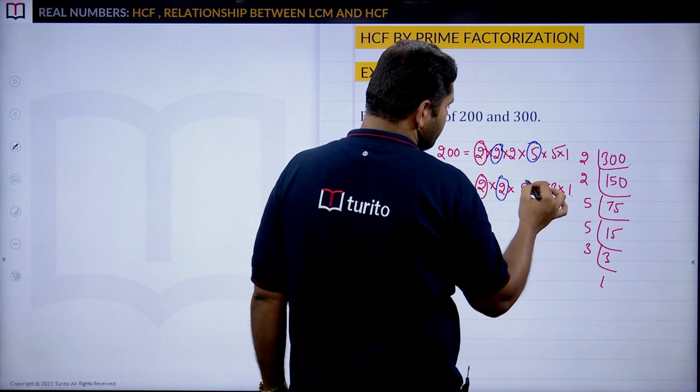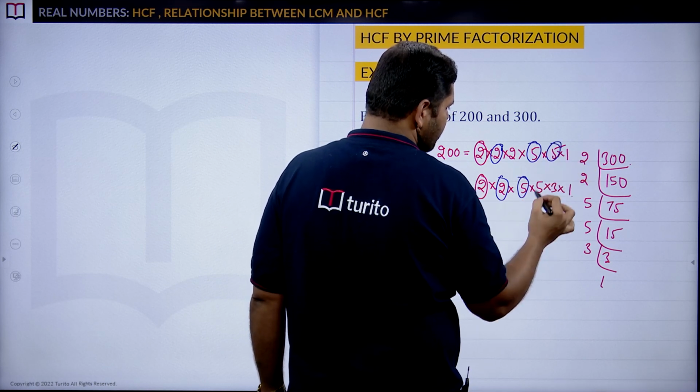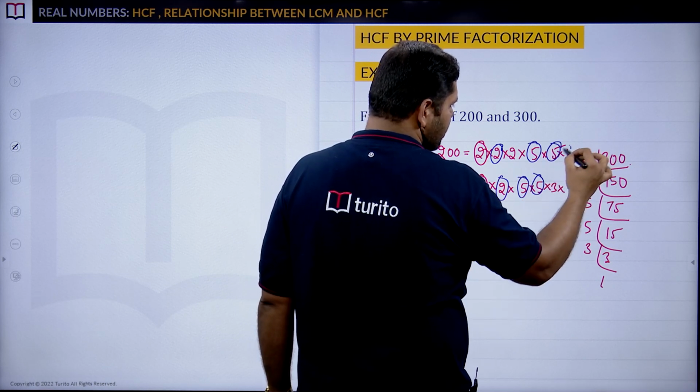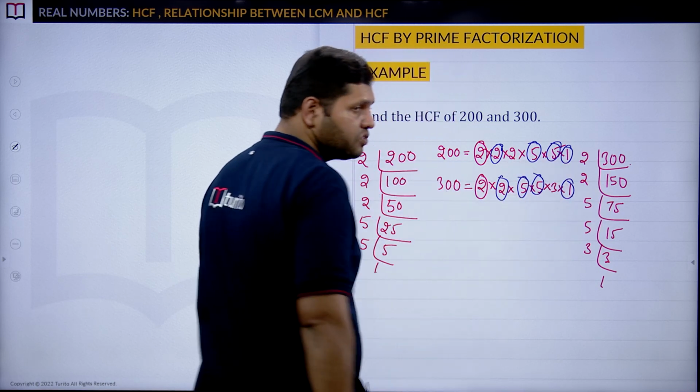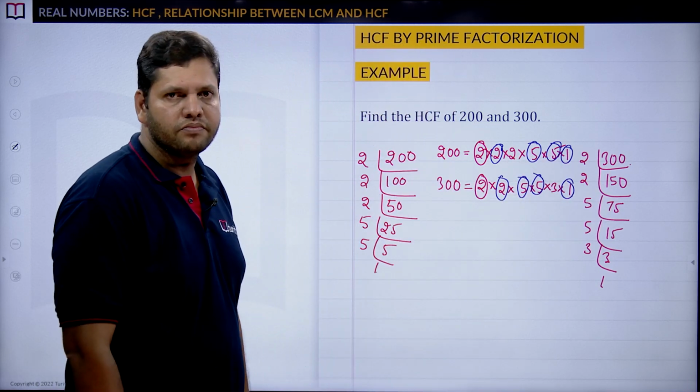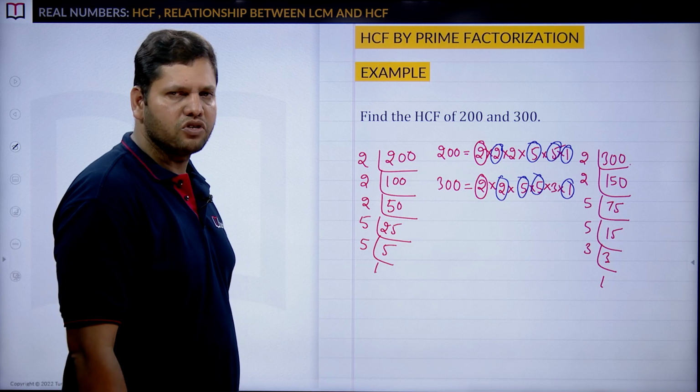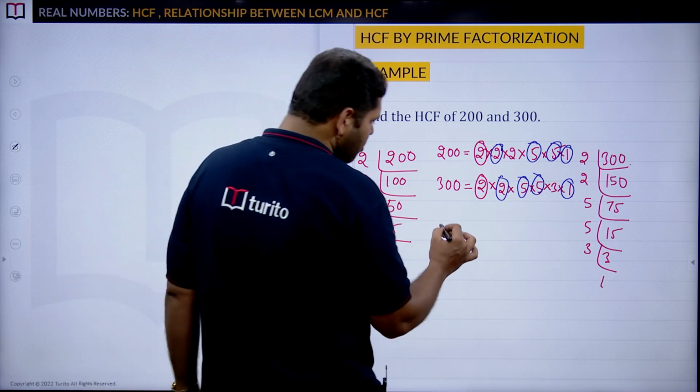Here 5 is present, here also 5 is present. You can take this 5 and you can take this 5. You can take this 1 and you can take this 1, because 1 is also a factor. You can take it as a factor, okay? So 1 is also a factor. Then what are all the common factors, you know?